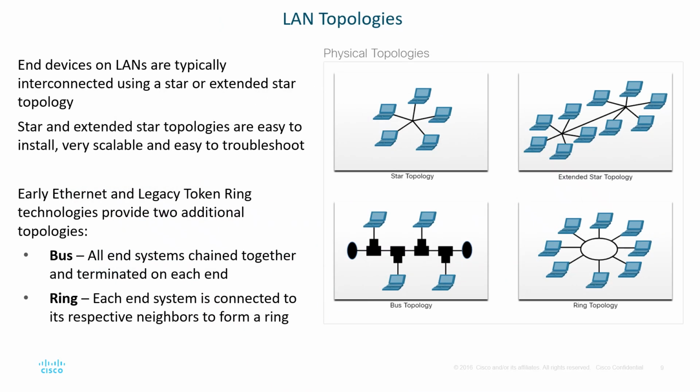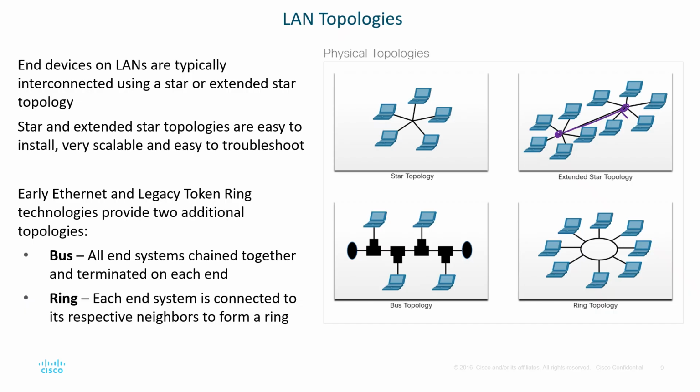Now, end devices on LANs are typically interconnected using a star or extended star. Star and extended star topologies are easy to install, very scalable, and easy to troubleshoot. This room right here is a star topology, is it not? All of us are connected to that one switch. That switch is our one point of failure. That goes down, we don't have connectivity, do we? Okay, now that switch is connected to that switch. Switch to switch.